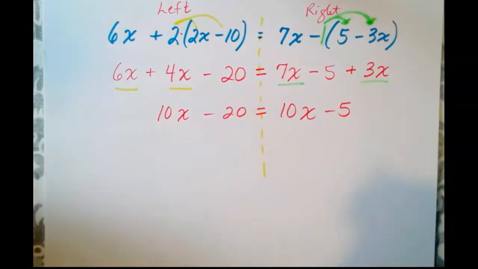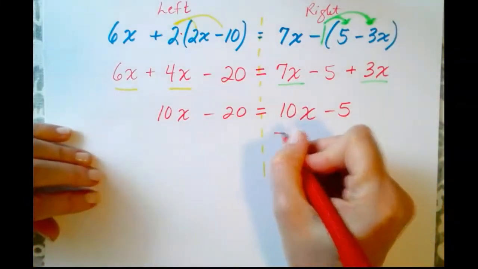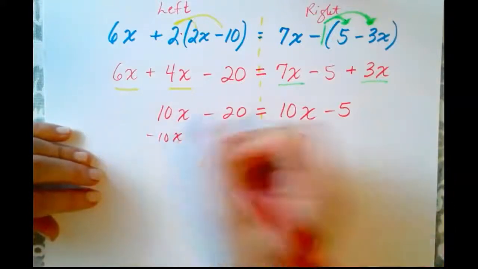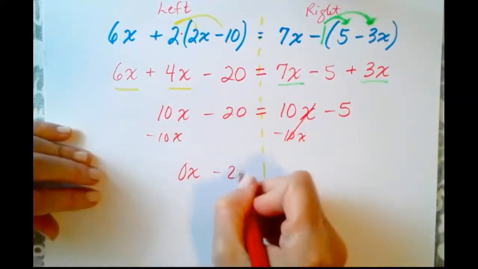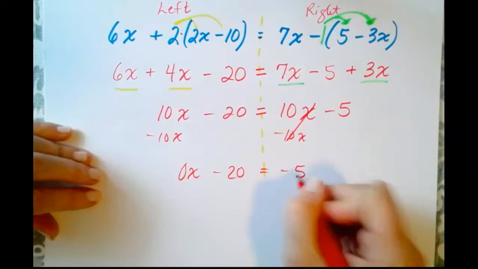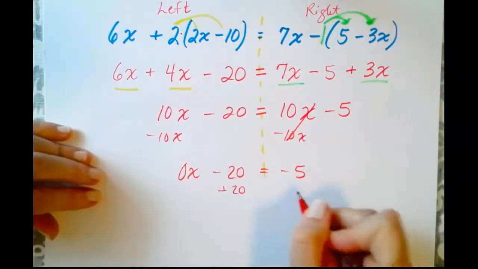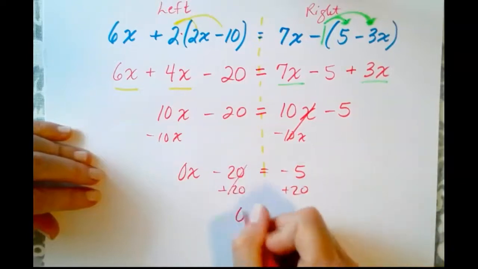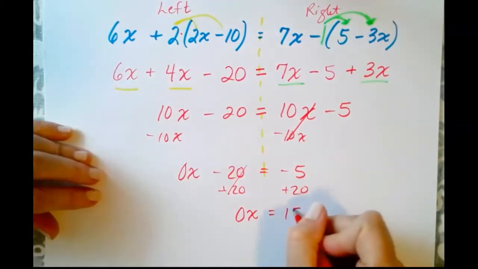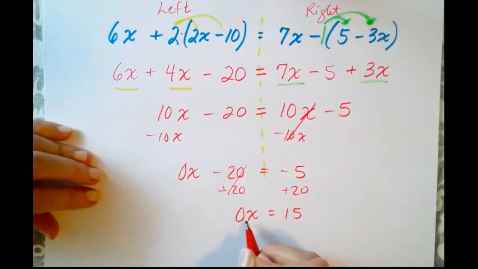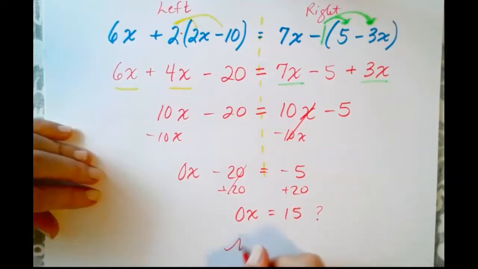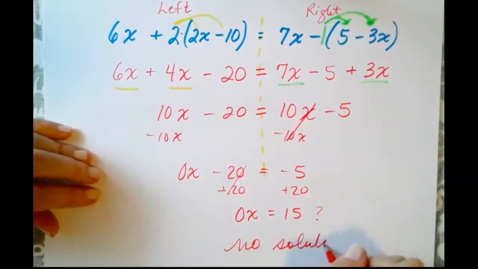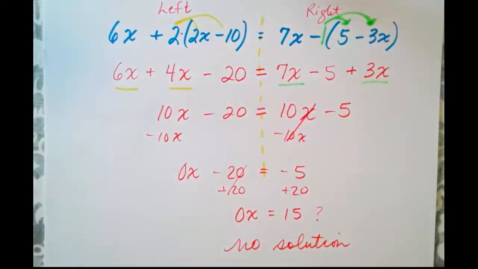In case you don't believe me and you just charge forward, what would we get if we subtracted 10x from both sides? We would get 0x minus 20 equals -5. And then from here, plus 20 plus 20, 0x equals 15. 0 times what equals 15? Anything? Nothing. There is no solution to this equation. Why? Because the left-hand side is never going to balance with the right-hand side.